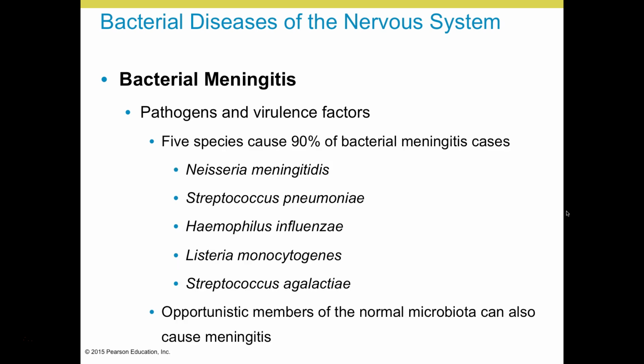The pathogens and virulence factors. In the case of bacteria, 5 species cause 90% of these meningitis cases: Neisseria, Streptococcus, Haemophilus, Listeria, and Streptococcus. Opportunistic members of the normal microbiota can also cause meningitis. What do I mean by opportunistic?